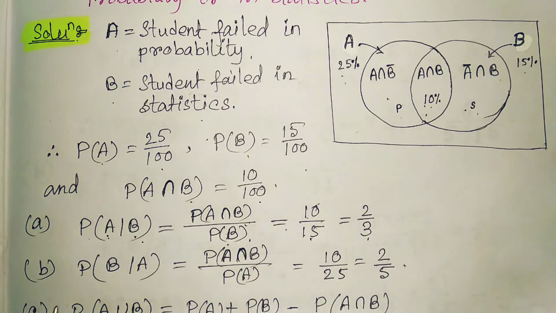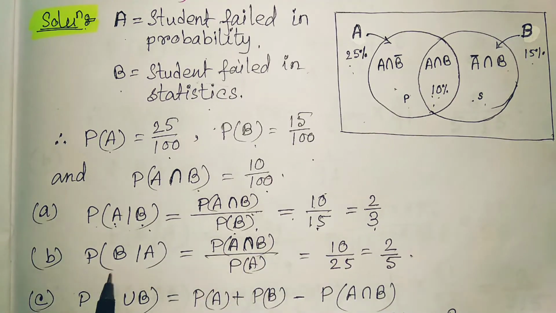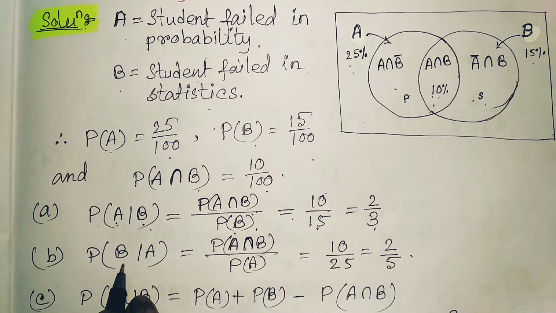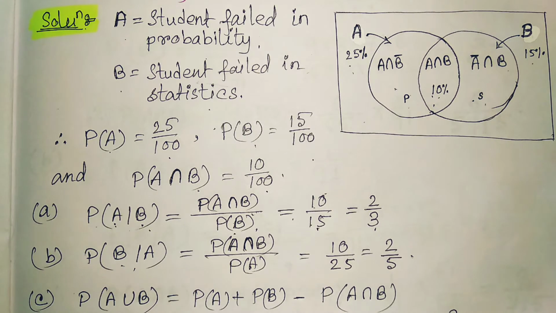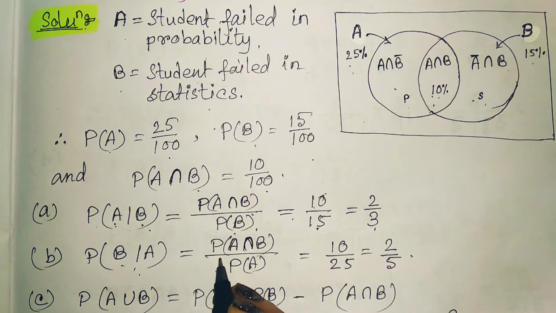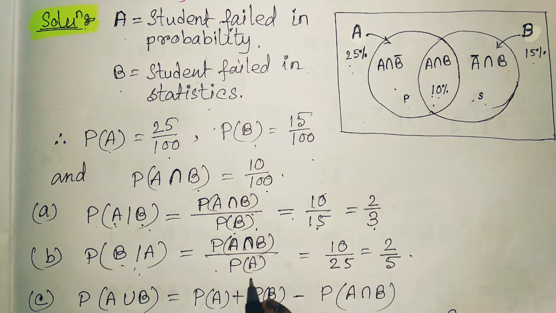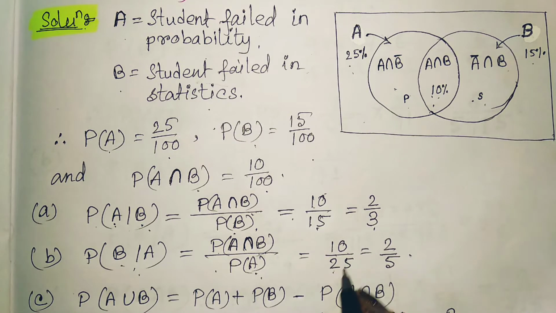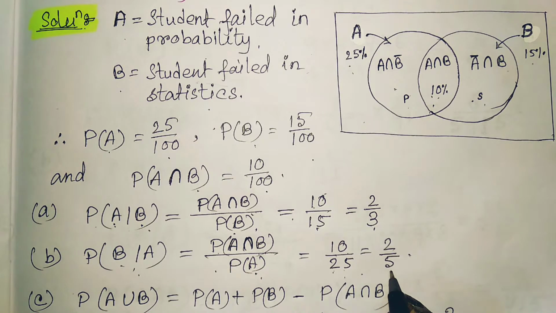Again the reverse probability, that means the probability that the student failed in statistics provided he failed in probability. So that is probability of B given A. In the same way the formula is probability of A intersection B divided by probability of A. Probability of A intersection B is 10 and probability of A is 25. Actually it is 10 by 100 and 25 by 100. So the 100 cancels out, and we can write it as 2 upon 5.